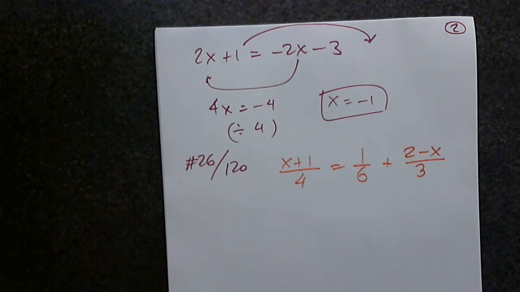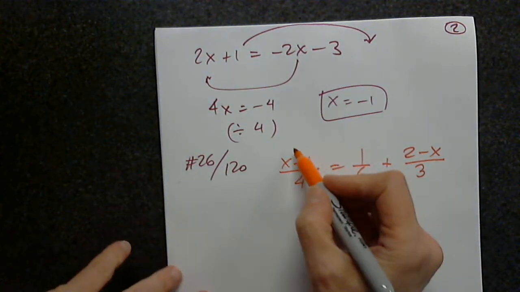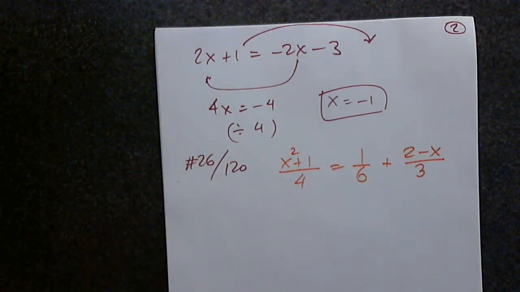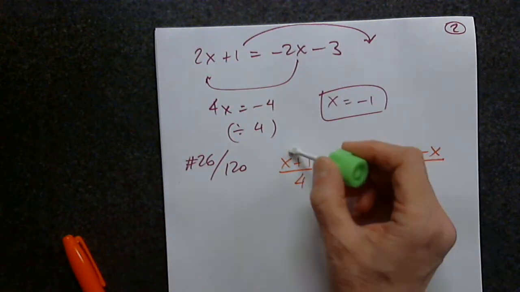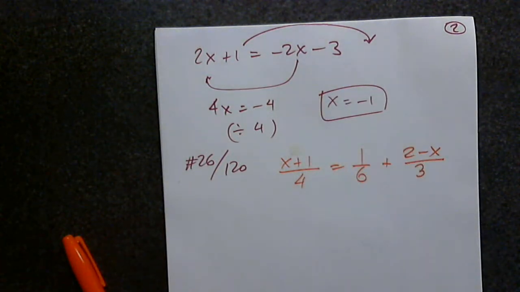If I had x squared, this would no longer be a linear equation. There is no x in the denominator, and all variables, in this case x, have power 1. Therefore, this is indeed a linear equation.